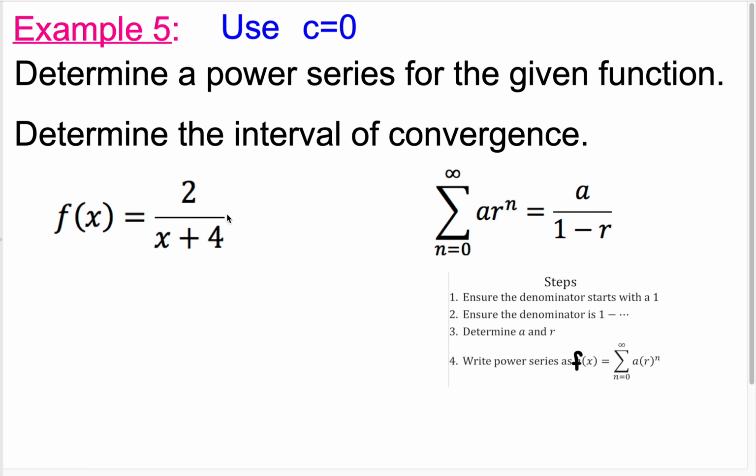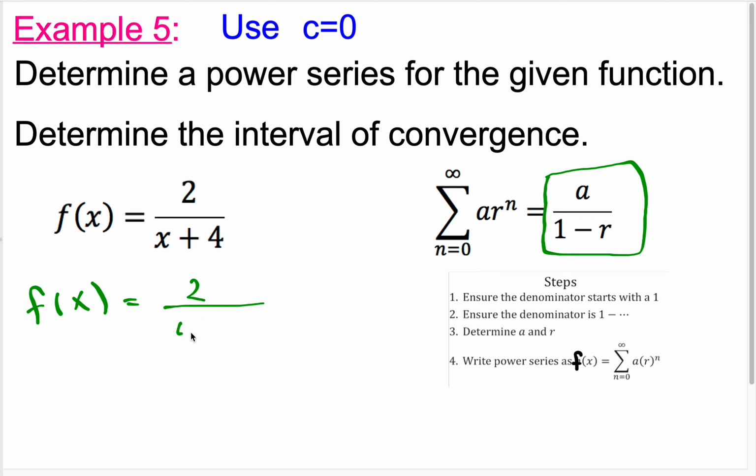So we have a function here, and we're going to change it so that we can get it into the form that looks like this, a over 1 minus r. If we can do that, then we know what a is, we know what r is, and we can turn it into a series. Here are the steps. Number 1, ensure the denominator starts with a 1. So how we do that is I'm going to change the order and change it to 4 plus x.